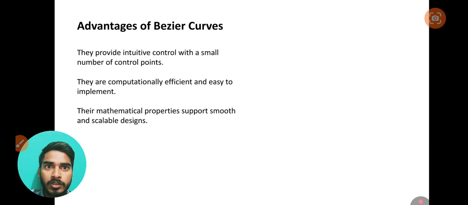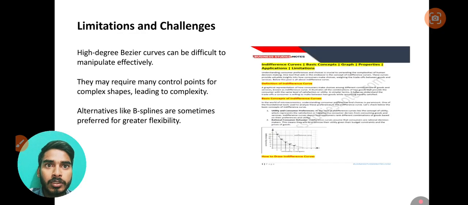Advantages of Bezier curves. They provide intuitive control with a small number of control points. They are efficient and easy to implement. Their mathematical properties support smooth and scalable designs.